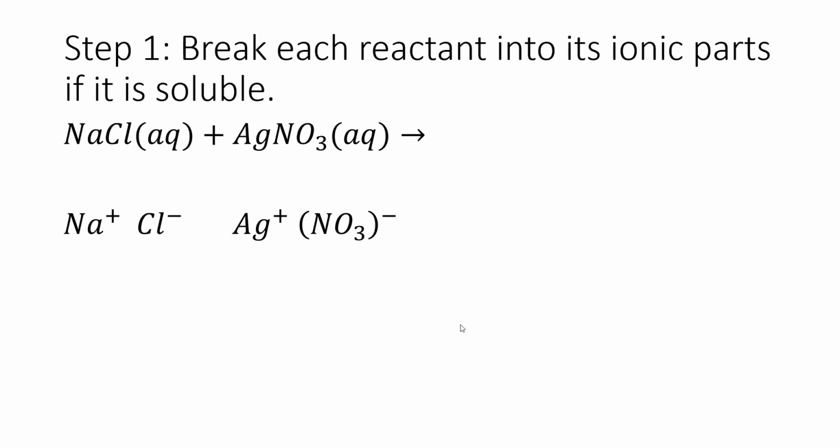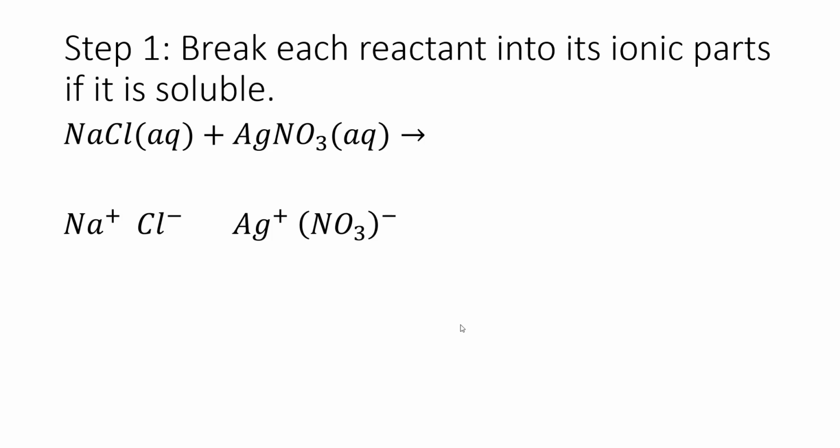So now how do we predict products? So step 1 is breaking each of the reactants into its ionic parts. So you should have known that sodium is +1, chlorine is -1, silver is +1, and nitrate is going to be a negative charge. Silver is in the middle of the periodic table in the transition metals, but it's a type 1 ion. And if you uncross those charges in silver nitrate, you'll see that it's silver +1.